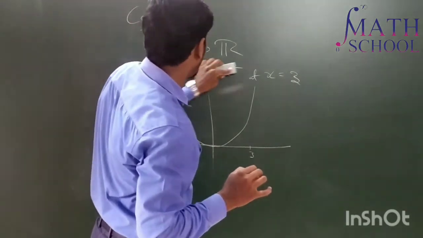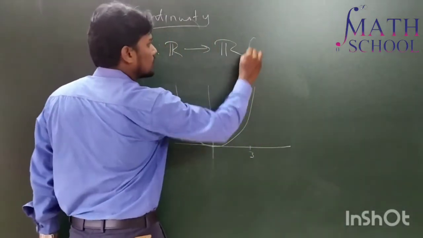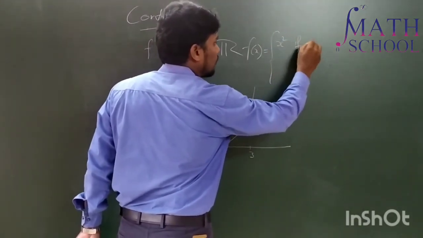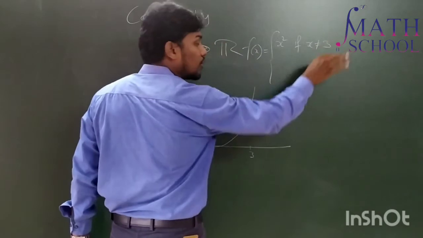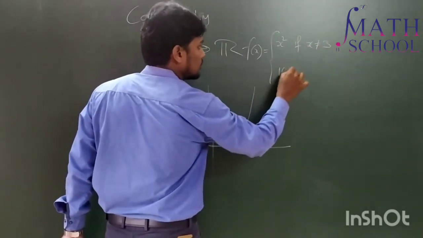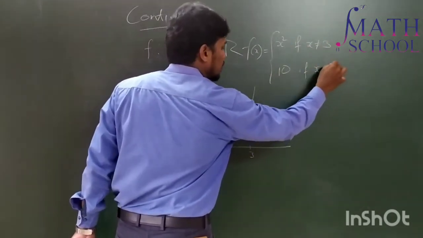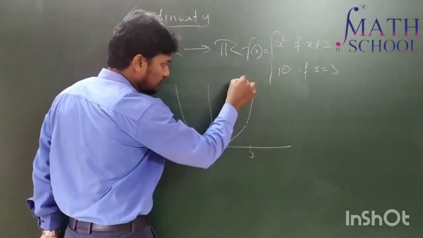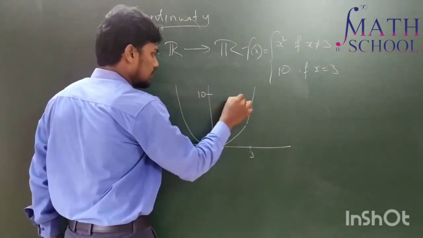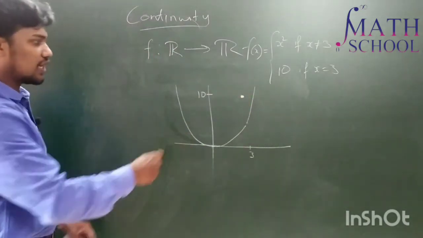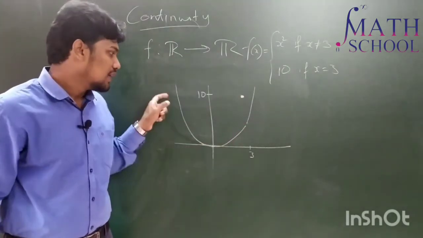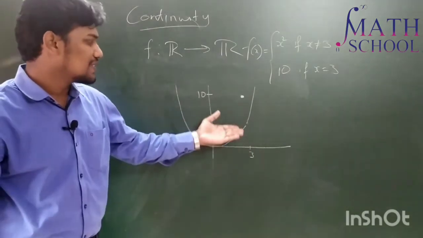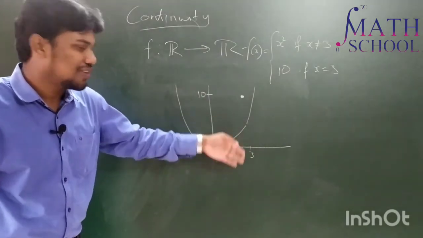Now let me make a small modification to the same function. My f of x is x squared if x is not equal to 3, for all the remaining real numbers. If x is equal to 3, say my output is 10. Say for 3 alone, my functional value is 10. Now look at the graph. By seeing the graph itself, you can understand there is a break corresponding to the point 3, right? So here we can say the function has a break at 3, so the function is discontinuous at 3.